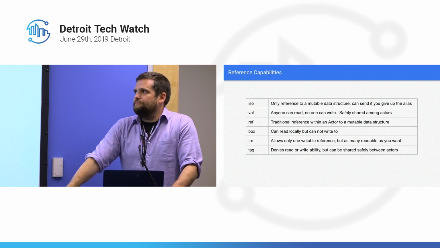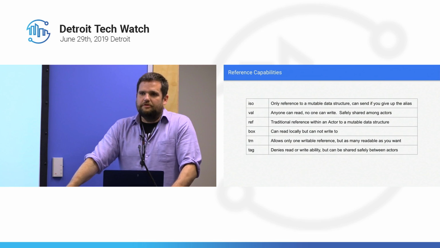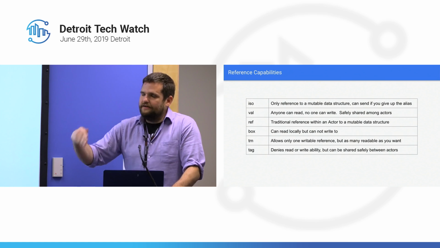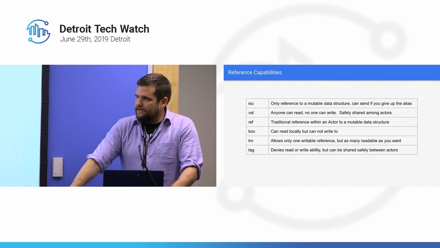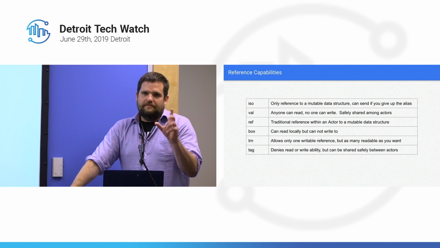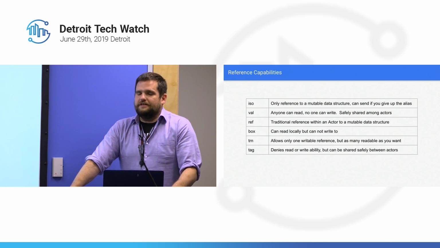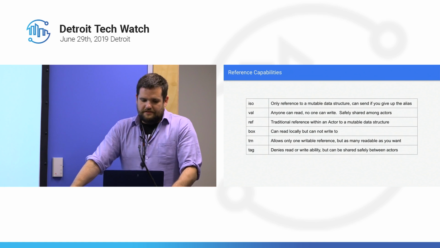Val, so anyone can read, no one can write. What you typically would think about when you think of an immutable data structure. Anytime you see val, you can also be safe because it adheres to those rules: as long as no one can write to it, you don't have to worry about it. It's not going to be changed, not going to be updated. So as long as you have that val reference, it can be shared safely among actors.